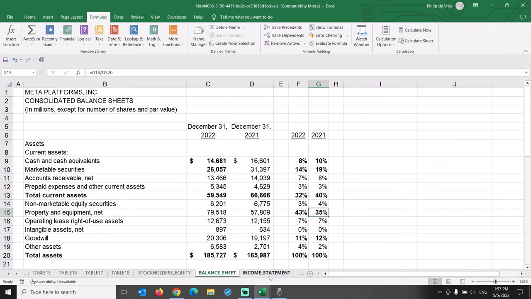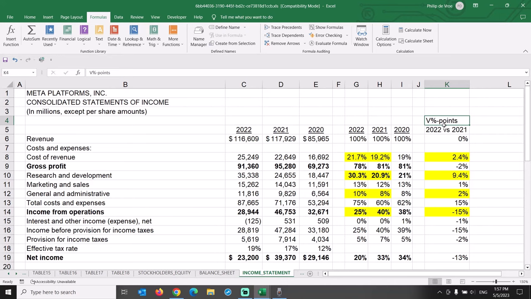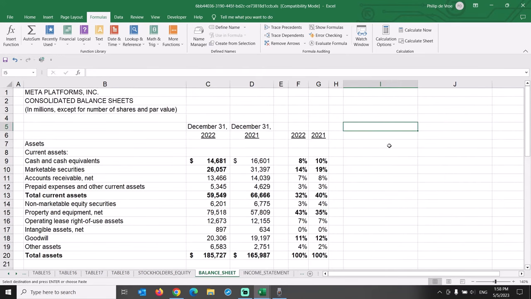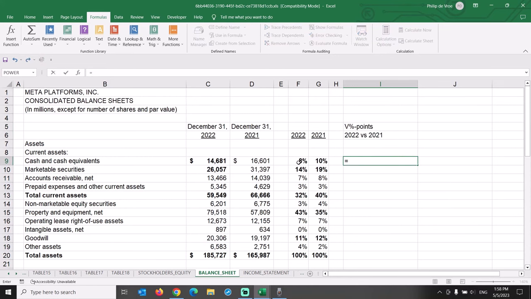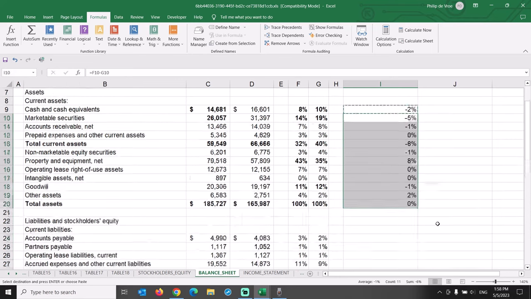In column I, we will now add the variance in percentage points, just like we did in the vertical analysis of the income statement. I9 equals F9 minus G9. Let's copy that formula down all the way for assets, liabilities, as well as equity. What do we see now?